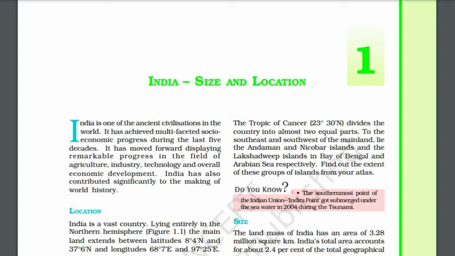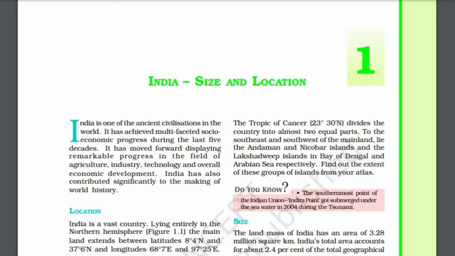It has achieved multifaceted socio-economic progress during the last 5 decades. What is multifaceted? Multifaceted means we have developed not only in one particular area or field, not only in one particular part, but we have made an overall progress. It has moved forward, displaying remarkable progress in the field of agriculture, industry, technology, and overall economic development.